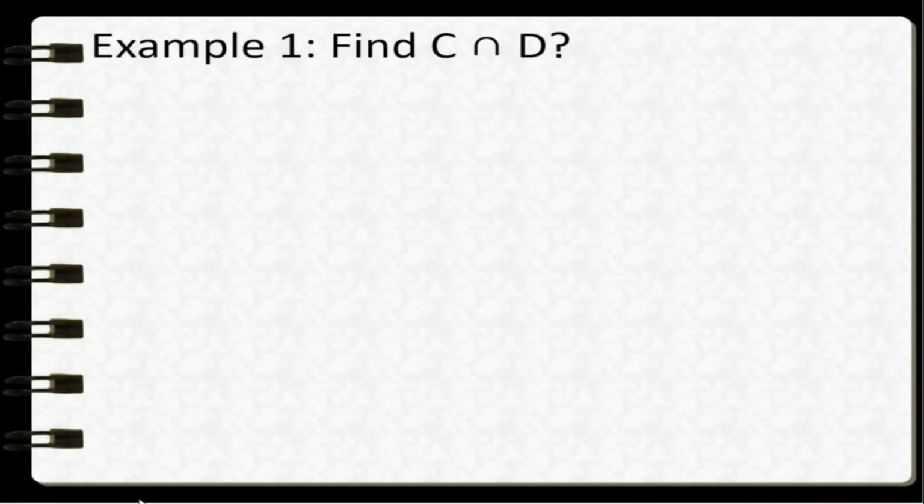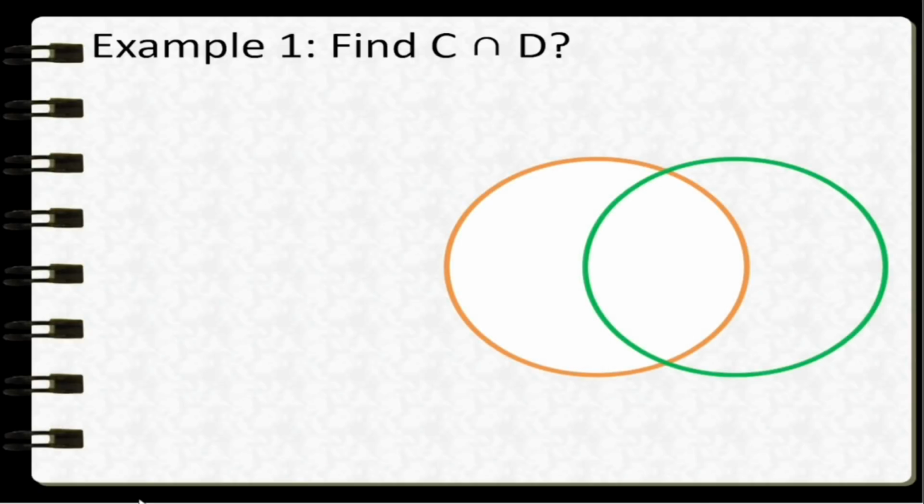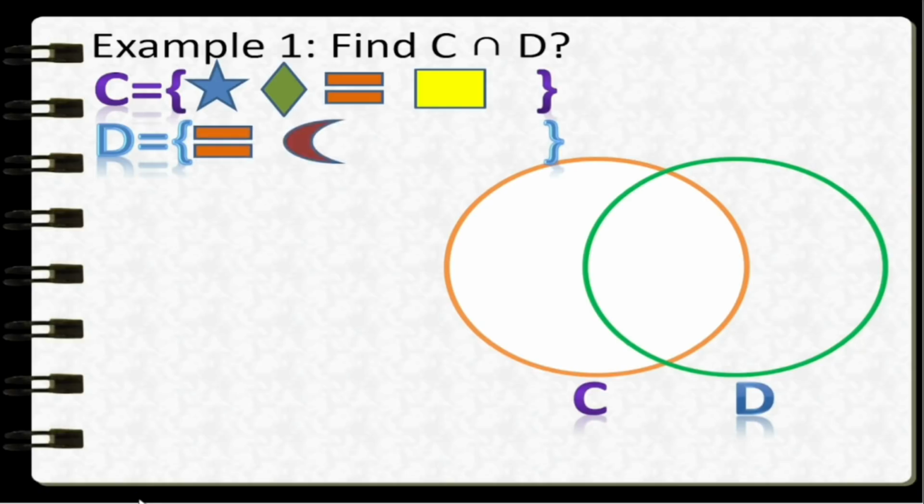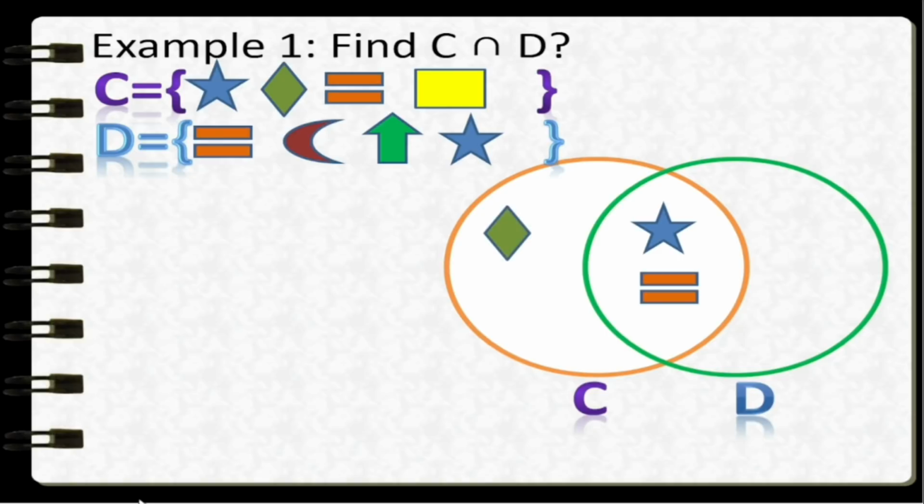Okay, going back to our example number 1, we have find C intersection D. So given again our set C, which contains the element, the star, the diamond, the equal sign, and the rectangle. And for set D, we have the equal sign, the crescent moon, the up arrow, and the stars. We list again the common elements between the two, and that is the star and the equal sign. And we list all the remaining elements of set C. We have the diamond and the rectangle. Also for set D, we have the crescent moon and up arrow.